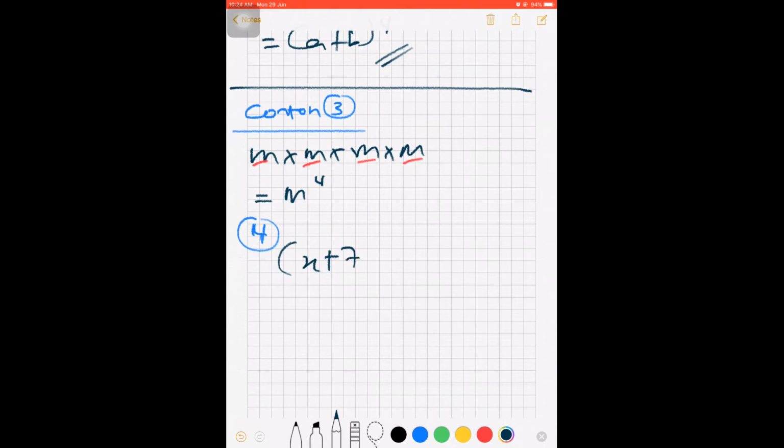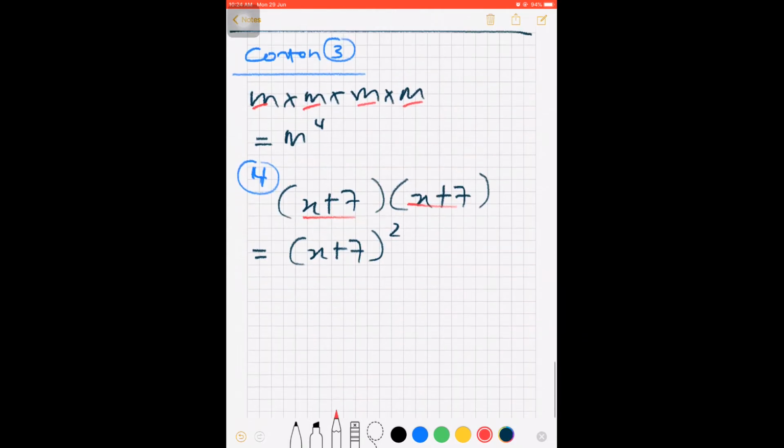X plus 7 darab X plus 7 sama dengan x plus 7 kuasa 2, x plus 7 to the power of 2. Because, why? Because x plus 7 is repeated 2 times.